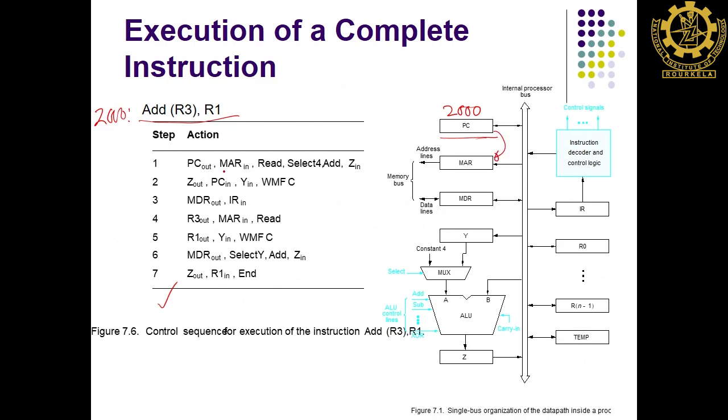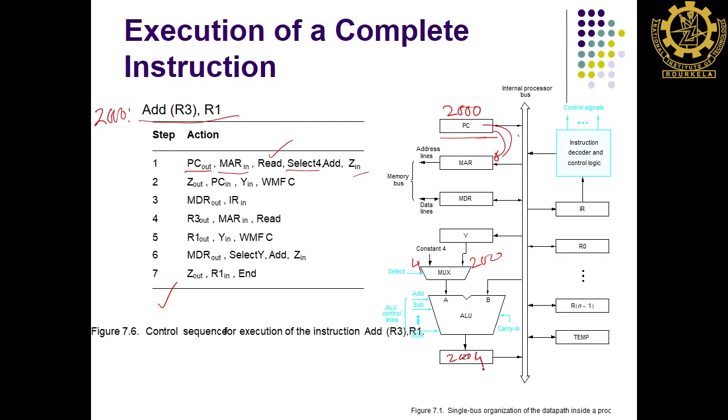So, therefore, MAR in is 1, PC out, because this value only will come, and then we have to issue the read signal, and then we add, select 4, and then Z in. Why? Because the program counter value will be incremented by 4, because the word length is 4. So, this same value we want to add, we bring 4 here and this 2000 will come here, and then we add and the result will be stored as 2004.